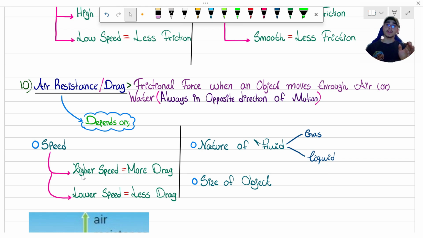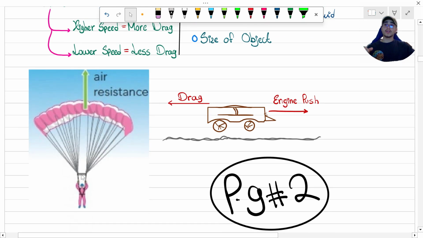It also depends on speed. Since it's friction, more speed, more drag, because more speed, more friction, more drag. Lower speed, less friction, less drag. It also depends on the nature of the fluid, gas or liquid, it might differ in gas, it might differ in liquids, and the size of the object. So air resistance is going upwards because the direction of motion of the person in the parachute is downward due to gravity.